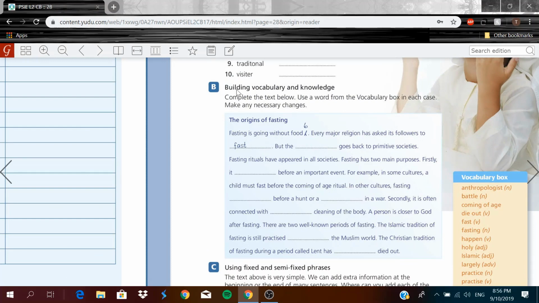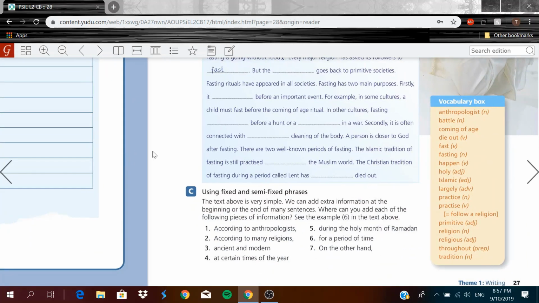I'm not going to be able to write exercise B, so we'll have to do this orally. Now let's complete the text below as we read it along. So, fasting is going without food. Every major religion has asked its followers to, number one, fast, right? But what's the word that we can use, you guys? That's correct. We can use tradition, right?